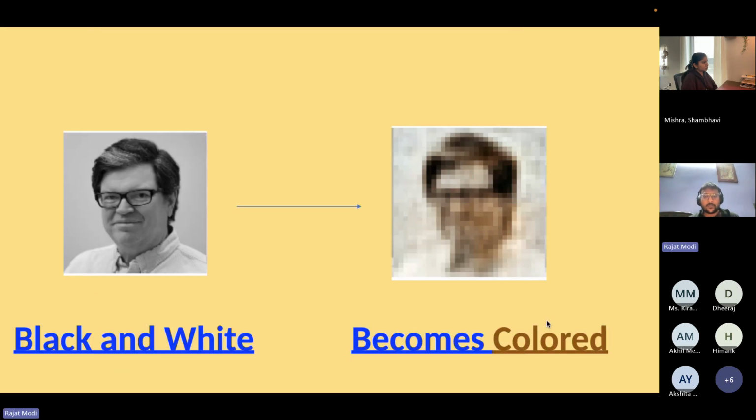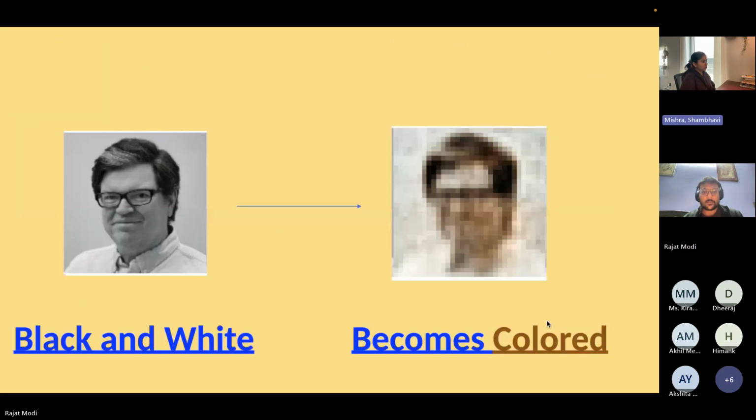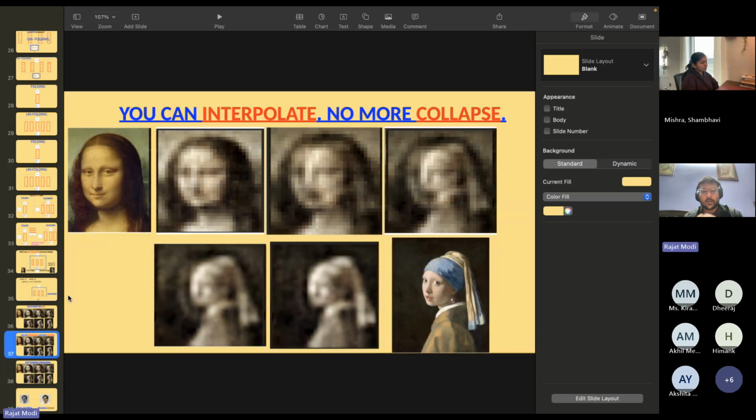Sorry, there's a question in the chat that this is observed, this was not planned, right? Yes. So this ability to take these two images and interpolate was never planned, but it is what emerged in the network.